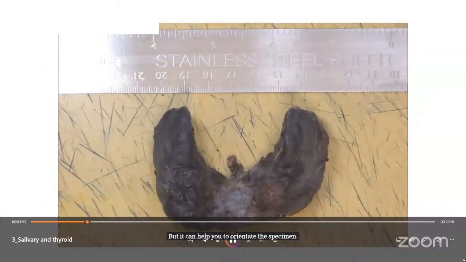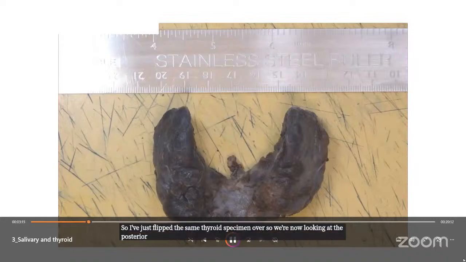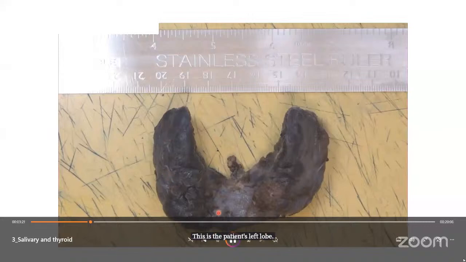I've just flipped the same thyroid specimen over, so we're now looking at the posterior aspect of the gland. If you imagine the patient is facing away from us, this is the patient's left lobe, this is the patient's right lobe, and this is the pyramidal lobe in the middle. You'll notice that the deep surface has a concavity, and this corresponds really to the imprint of the trachea with the thyroid gland sitting against it.